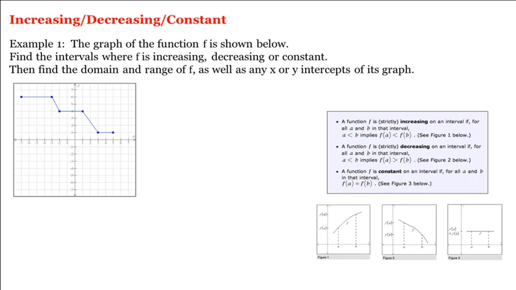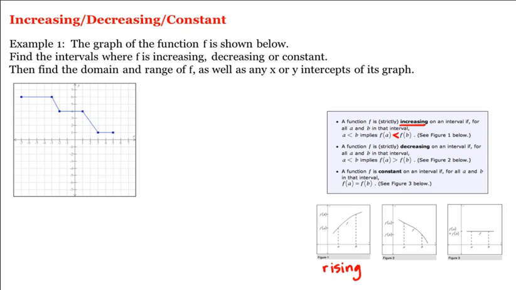A function f is said to be increasing or strictly increasing on an interval if for all a and b in that interval, where a is less than b, the y value at a, namely f of a, is less than the y value at b, namely f of b. And what does that mean about the graph of the function? Looking down here in this figure, it means that the graph of the function is rising as we look from left to right.